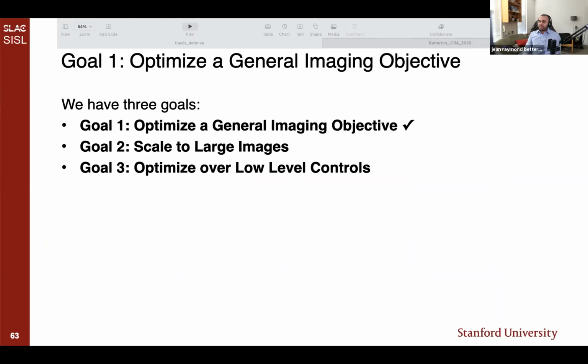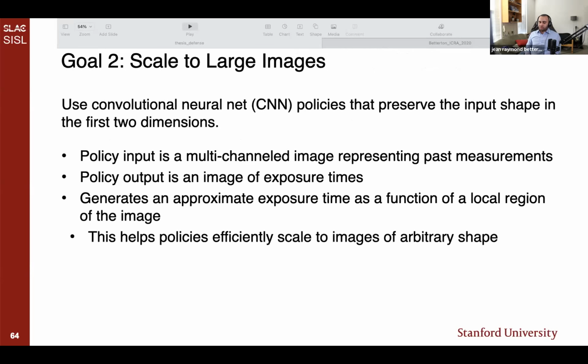All right. Our second goal is we want to be able to scale to large images. So recall that in reinforcement learning, the policy is a function that converts states to actions. Here we propose using a convolutional neural net to process all previous measurements as a multi-channeled image and output an exposure time for each location represented in the input.